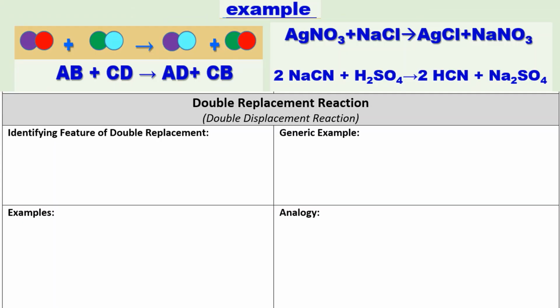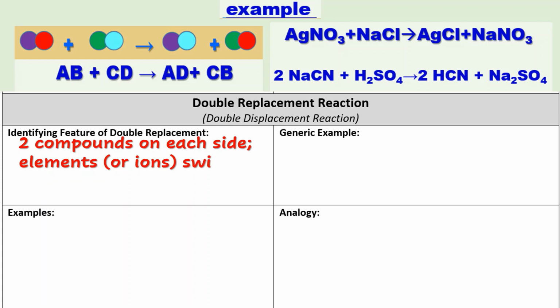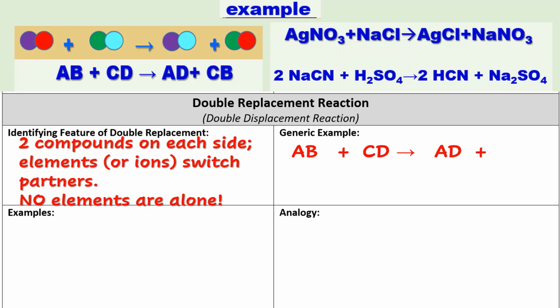All of the double replacement examples have two compounds on each side. The elements or ions, which may include polyatomic ions, switch partners. No elements are single or alone. They are always paired in a compound with at least one other element. We can demonstrate this using the generic equation of compound AB reacts with compound CD to produce compound AD and compound CB.